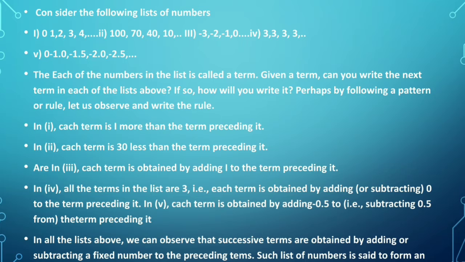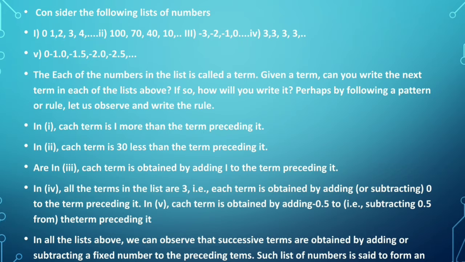In the first one, each term is one more than the term preceding it: 0, 1, 2, 3, 4. In the second, each term is 30 less than the term preceding it: 100, 70, 40. Here 70 is 30 less than 100, and 40 is 30 less than 70.